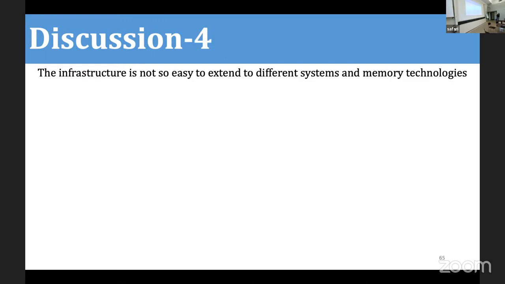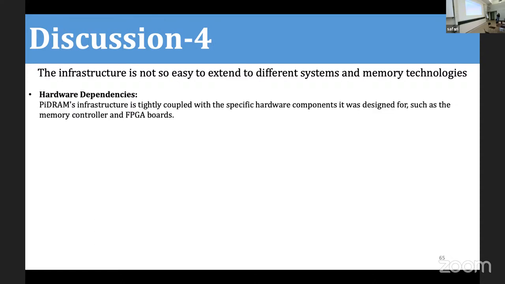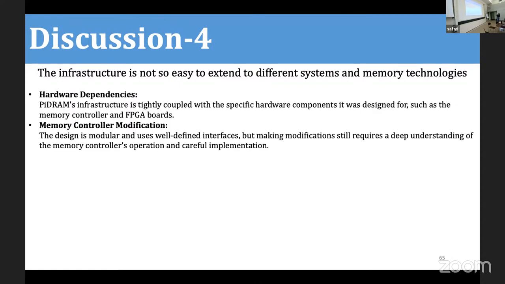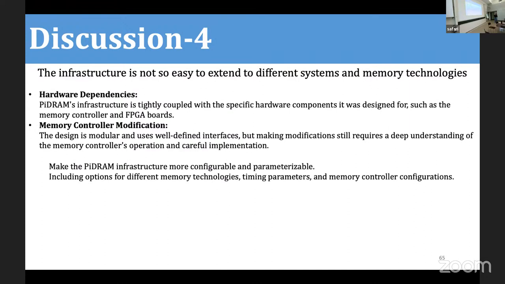So basically the infrastructure is not so easy to extend because it has hardware dependencies and memory controller modification. If you want to change, I don't know, the Rocket chip to another system, you need to do a lot of stuff for integrating this. So it's not that easy. And what I want you to think about a little bit, I didn't come up with a solution, so maybe I'm going to just say to you.